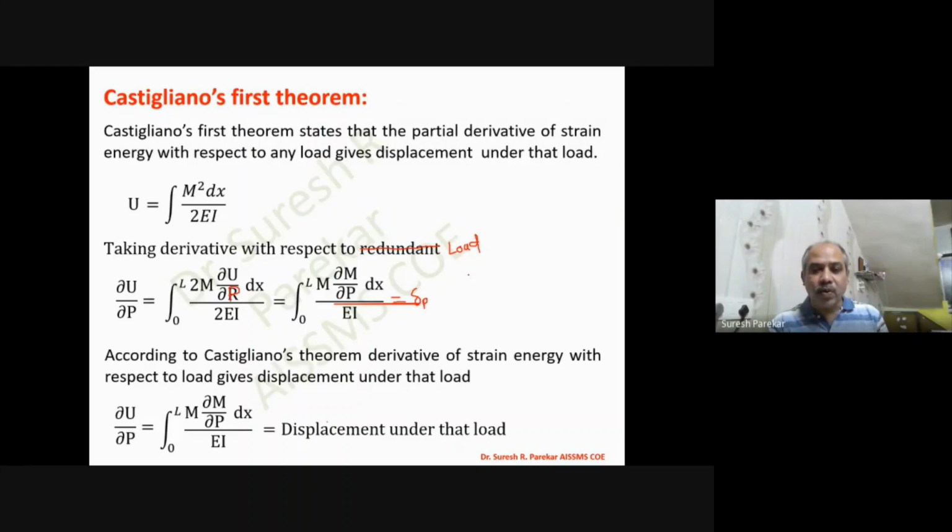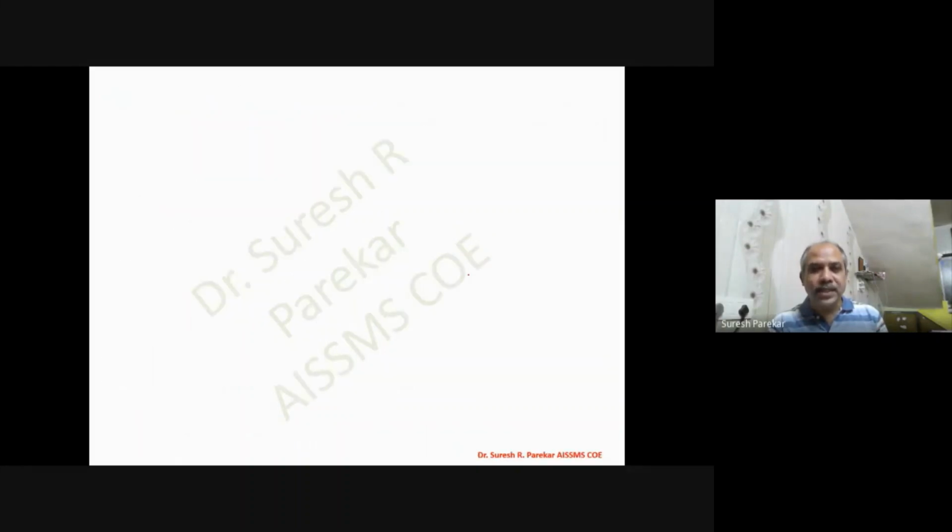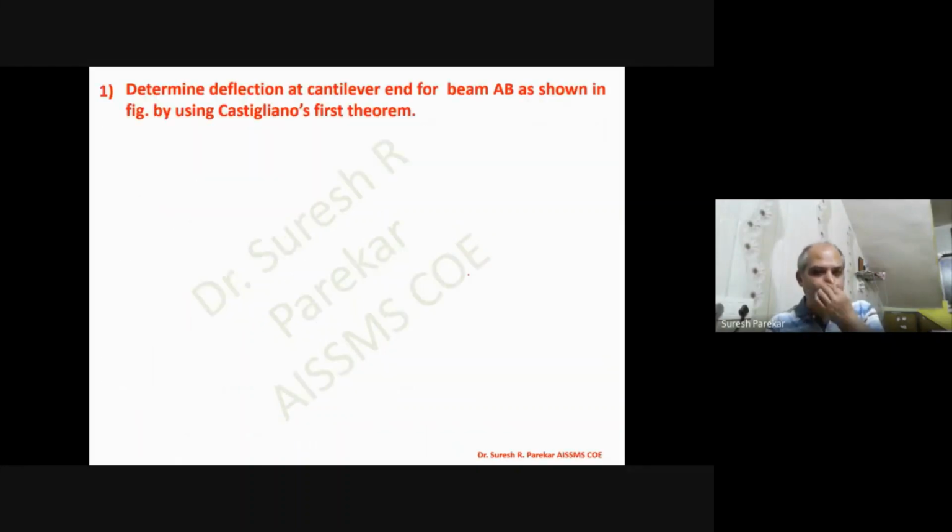Now we will go with some problems on this. We are interested to determine the deflection at the cantilever end for beam AB as shown in the figure by using Castigliano's first theorem, that is the strain energy method. So we have the given beam AB with a concentrated load P at the cantilever end.